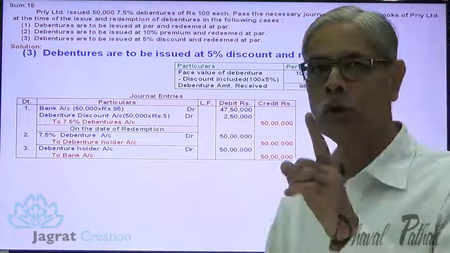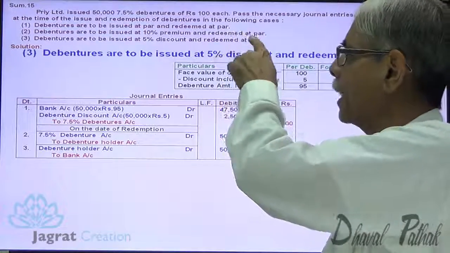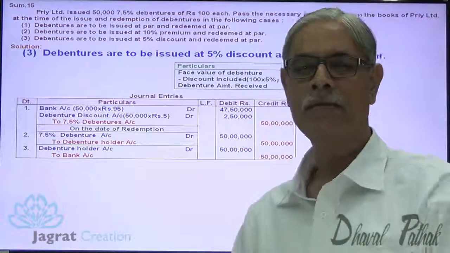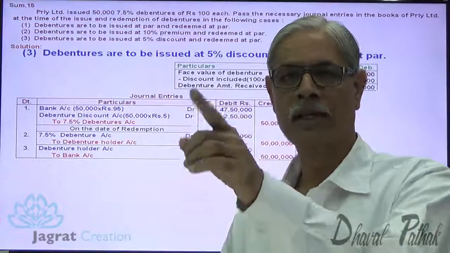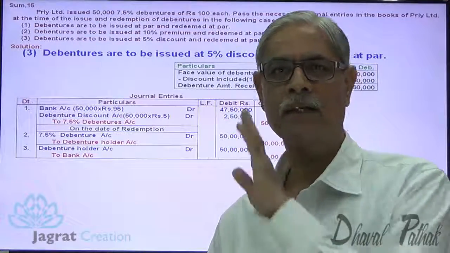The redemption entry is going to be the same in all the three options because it is redeemable at par. The issue entry differs because in the first it was issued at par, in the second issued at premium, in the third issued at discount.